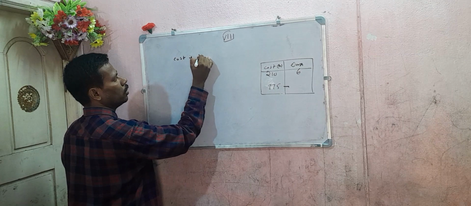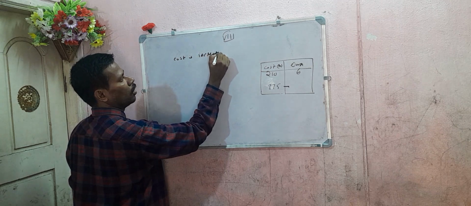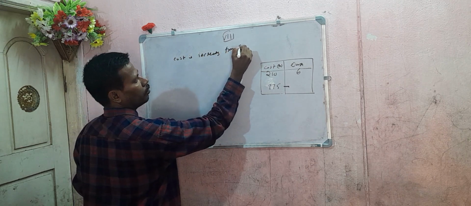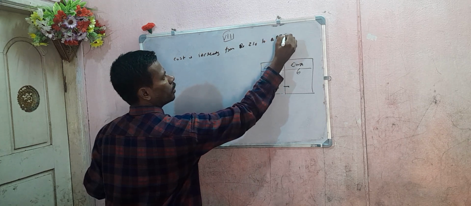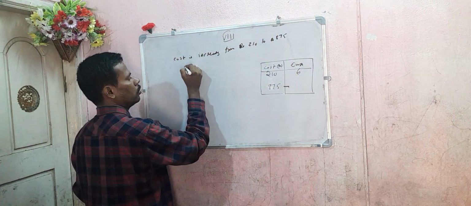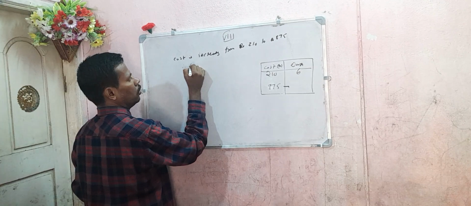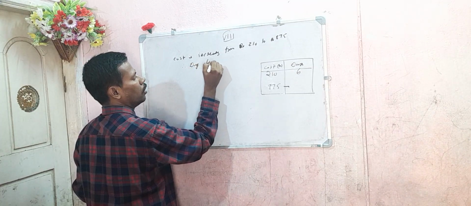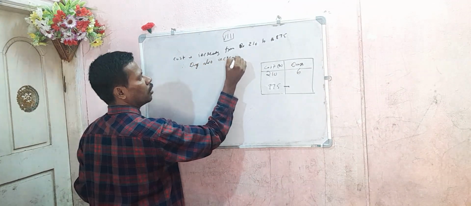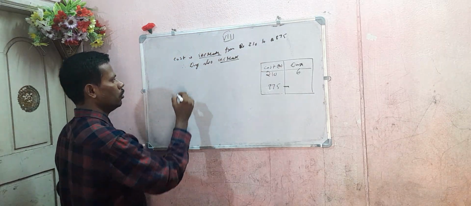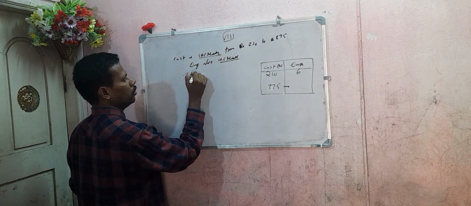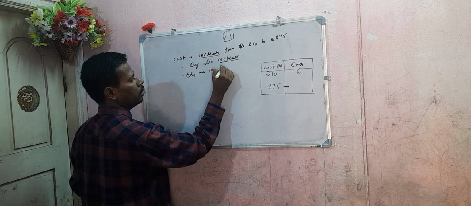What will you do? Cost is increasing from rupees 210 to rupees 875. Therefore, days also increase. Therefore, they are in direct proportion.